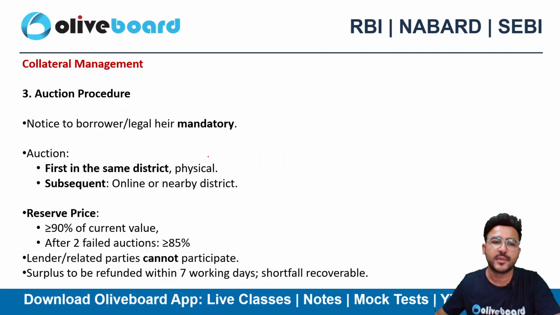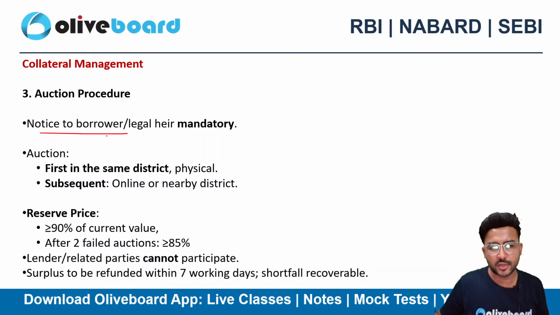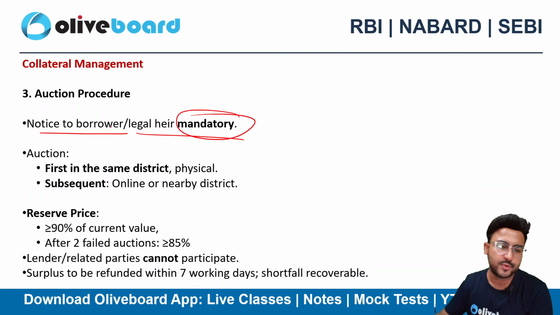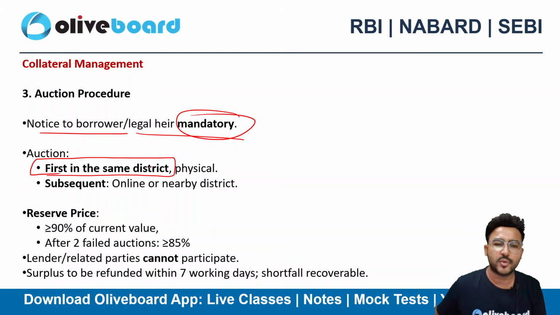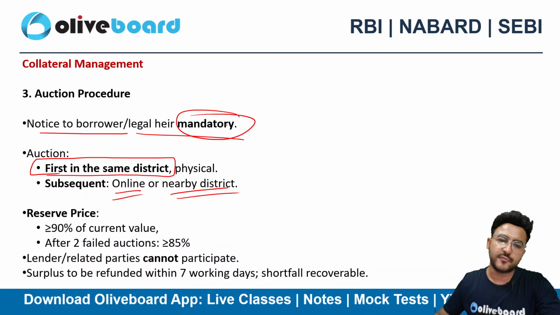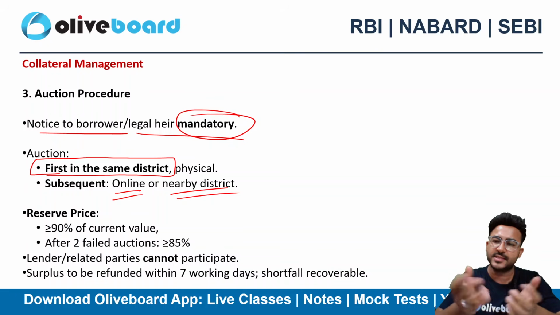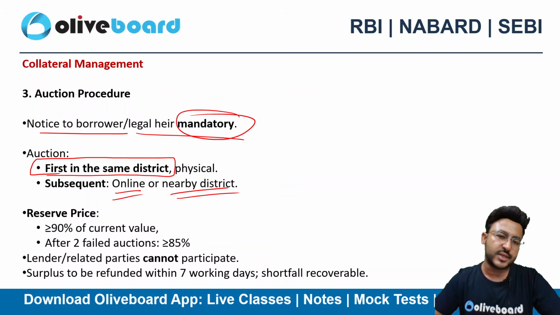That's an important line. Auction procedure: let's suppose he is not able to pay the money. Then we can give him or her a notice, and that's a mandatory thing. We need to give them the notice. Then auction first in the same district. First you need to try to auction that in the same district of your regulated entity. If not, then you can opt for online or a nearby district also. If the auction fails in your own district and nobody is ready to buy it, you can auction it online, plus you can auction it in some other district as well.